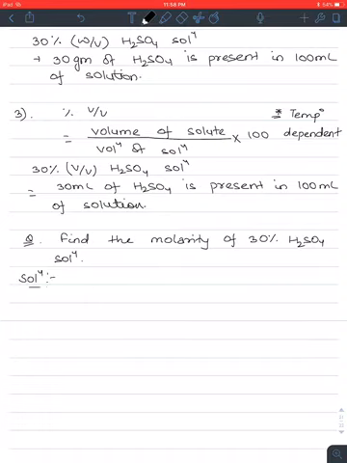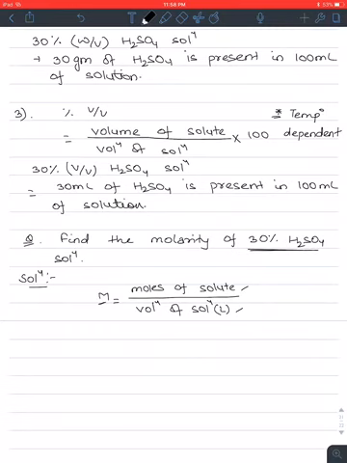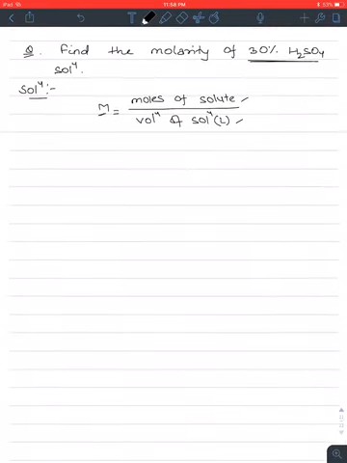So first, what we have to find? Molarity. What's the formula for molarity? Moles of solute divided by volume of solution in liters. So these two terms we have to find, then only we'll be able to calculate molarity of the solution. Now what they have given? They have given 30% H2SO4 solution. What does it mean? Nothing is mentioned.